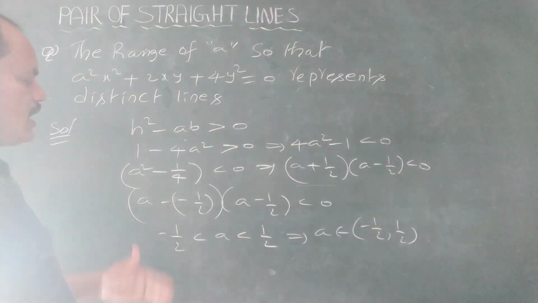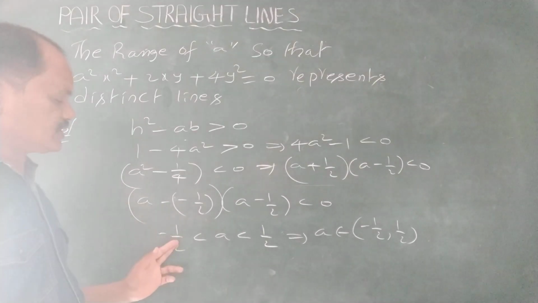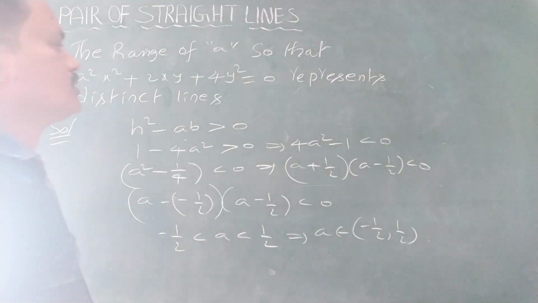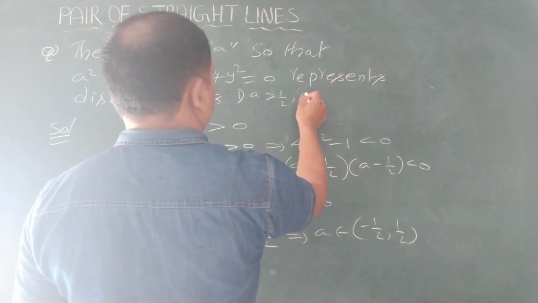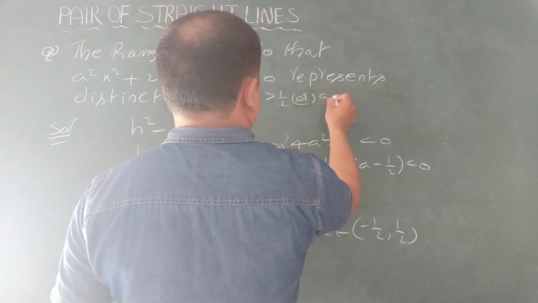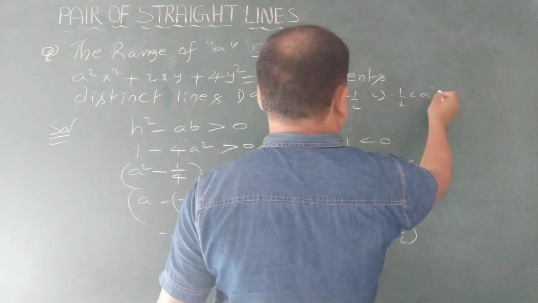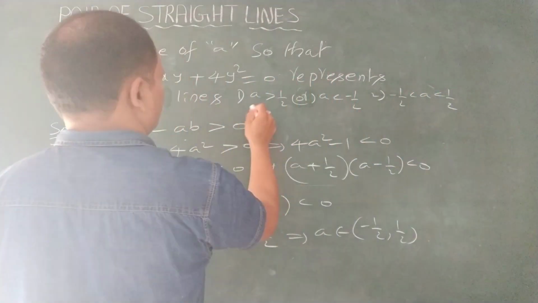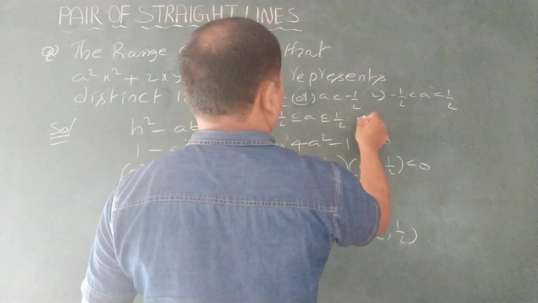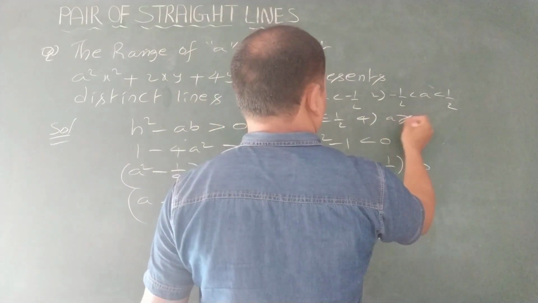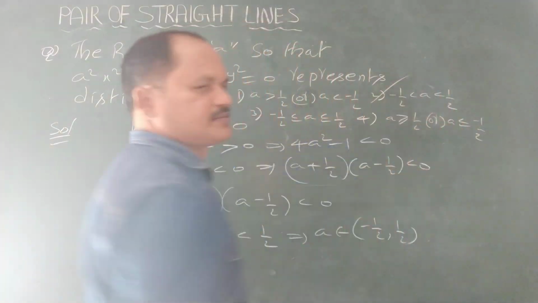Okay. Now options. The options are not given. No problem, so this is the answer: minus 1 by 2 less than a less than 1 by 2. Suppose we have to take options. First option: a greater than 1 by 2 or a less than minus 1 by 2. Second option: minus 1 by 2 less than a less than 1 by 2. Third option: minus 1 by 2 less than or equal to a less than or equal to 1 by 2. Fourth option: a greater than or equal to 1 by 2 or a less than or equal to minus 1 by 2. That's why the second option is correct.